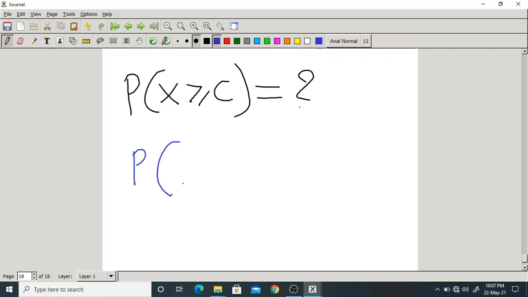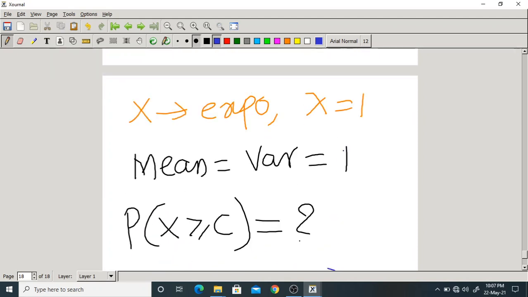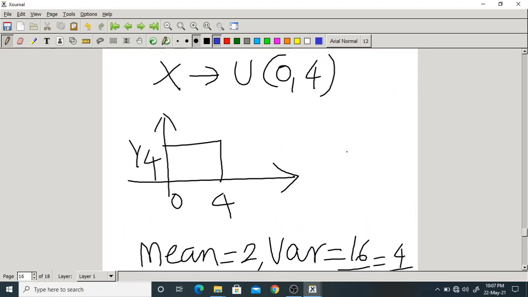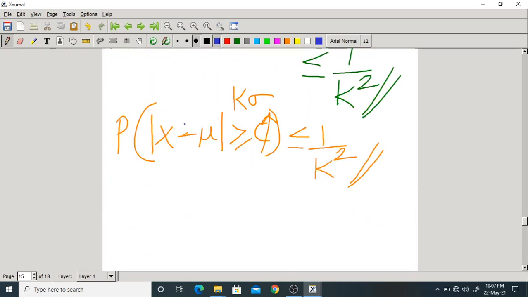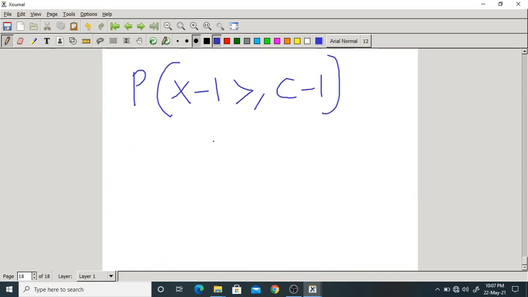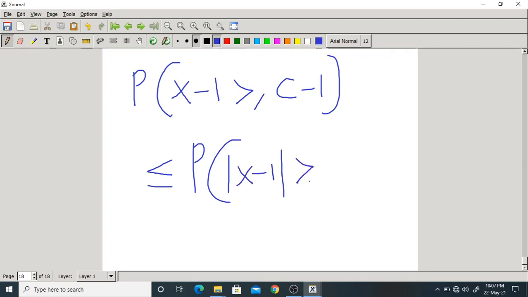What I do is subtract 1 on both sides. Why 1? Because mean is 1. Why does the mean need to be subtracted? Because in the Chebyshev form we need to get x minus mu. But mod is missing. So that is probability that mod x minus 1 greater than or equal to c minus 1. Now this is in the standard form of Chebyshev inequality.